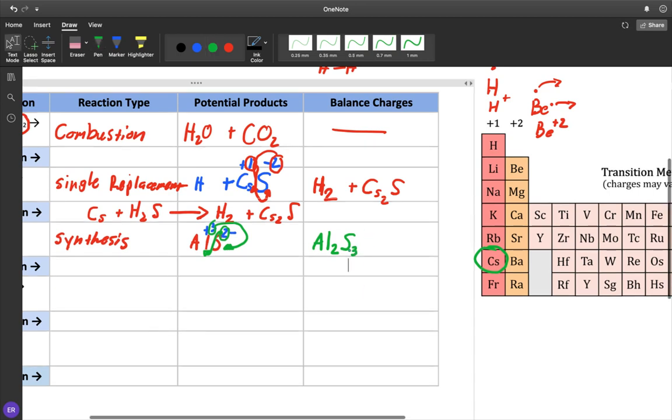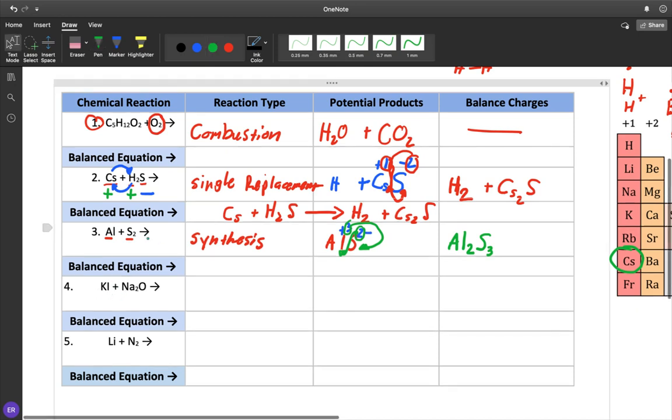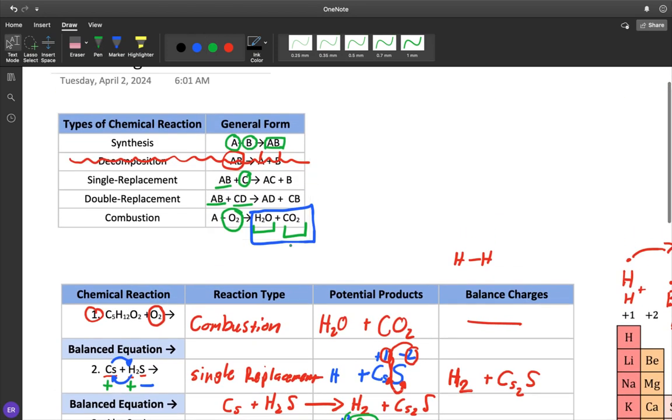Okay, and we have our third product predicted. So now I'm going to do number 4. Let's go ahead and take a look. First ask yourself, is this combustion? We don't see an O2 by itself, so it's not combustion. Then we ask ourselves, the next one is synthesis.